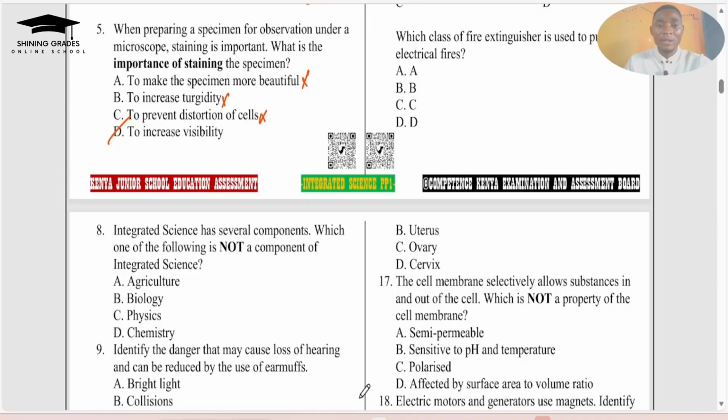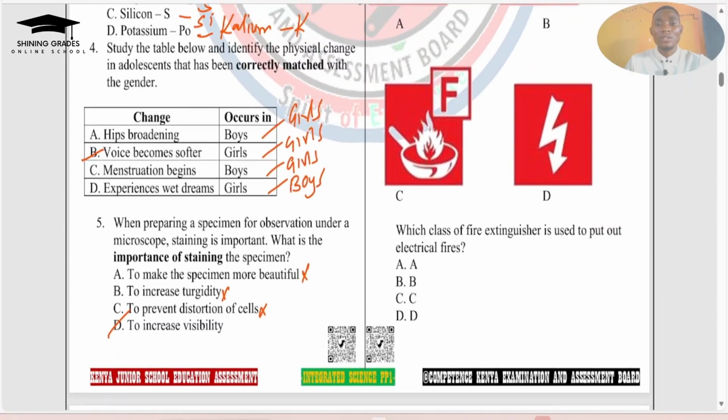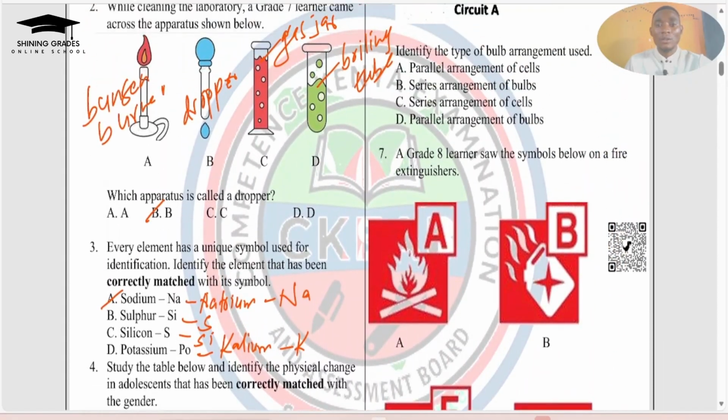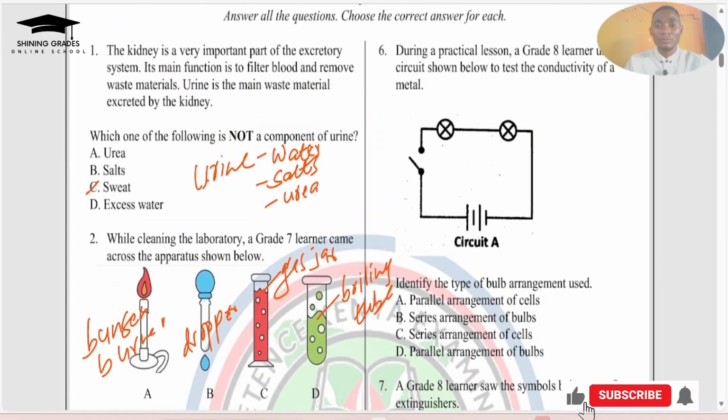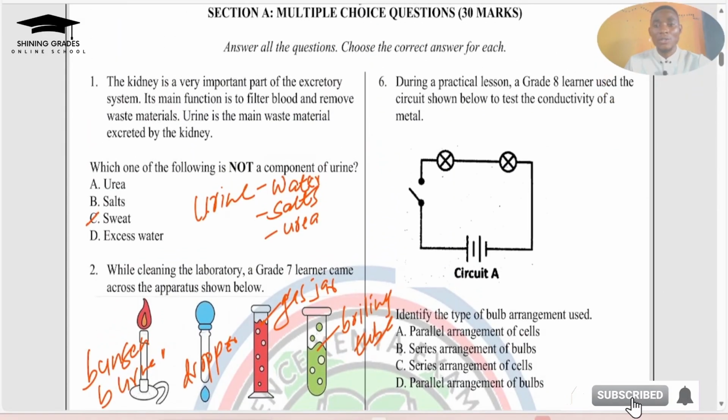Question number 6. During a practical lesson, a grade 8 learner used the circuit shown below to test the conductivity of a metal. You can see the setup.